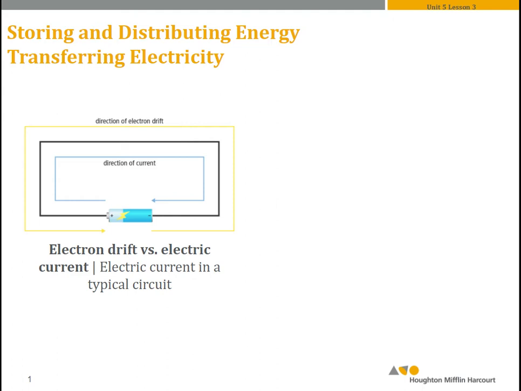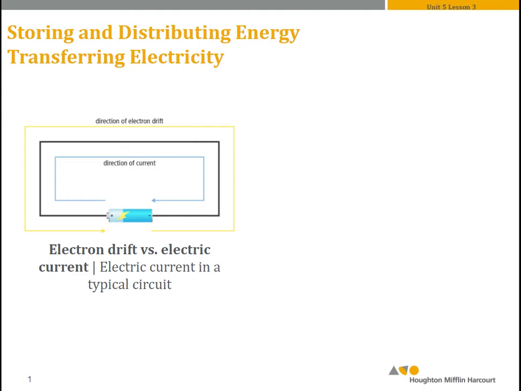The electron drift is indicated by a yellow arrow that's pointing counterclockwise around the entire loop of wire. It goes from the negative terminal of the battery to the positive terminal of the battery. And this makes sense because the negative terminal of the battery is going to repel electrons, push them around the circuit, and then the positive terminal of the battery is going to attract the electrons.